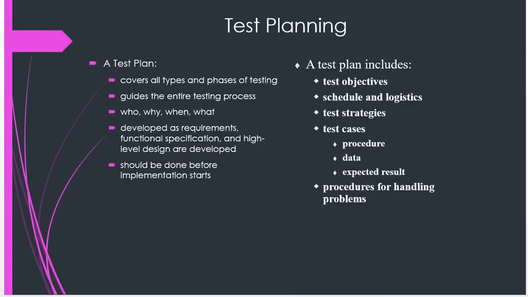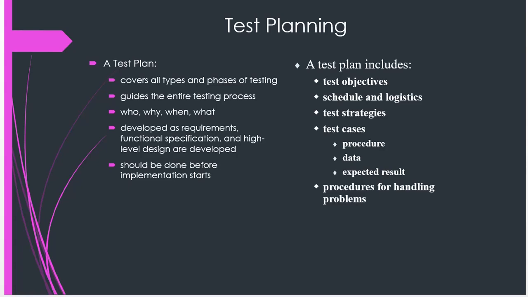So when you're talking of testing a system, the first thing you need to come up with is a test plan. And your test plan should cover all the types and phases of testing, and it should guide the entire testing process and cover who, why, when, and what are the activities that are to be done. So your testing is basically looking at testing your functional requirements as well as your non-functional requirements based on your high-level design or your low-level design.